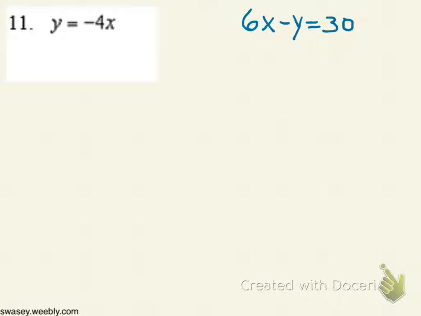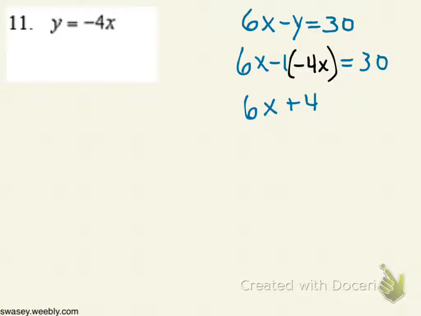Number 11, we're also solving by substitution. So instead of writing a y in the second equation, we can write negative 4x, replacing y with what it's equal to. Now we're just copying the rest of the equation down. Now think of this as a negative 1, and distribute that, or actually just multiply, sorry. Negative 1 times negative 4x is positive 4x. Now we can combine those like terms. 6x plus 4x is 10x.